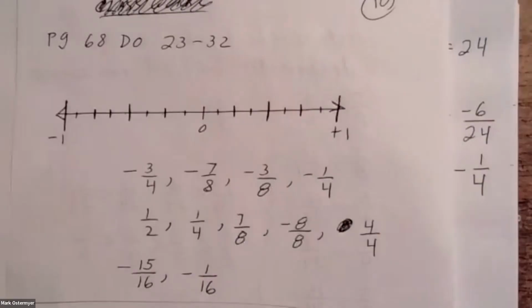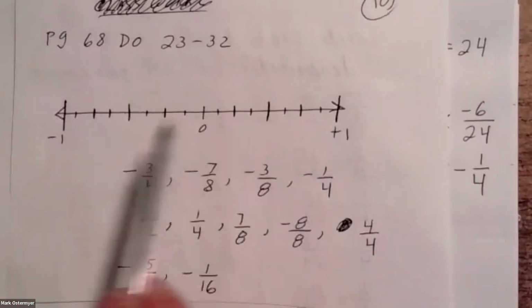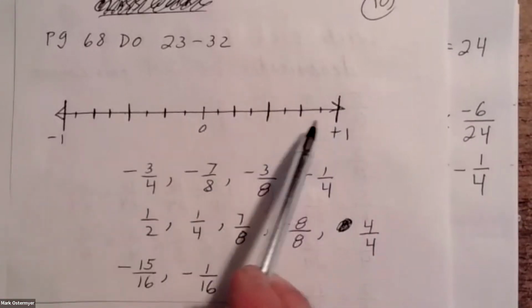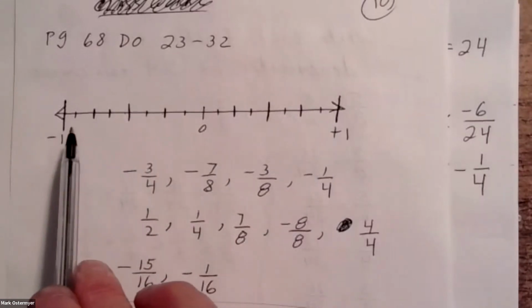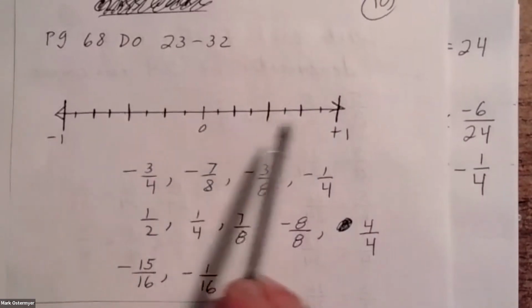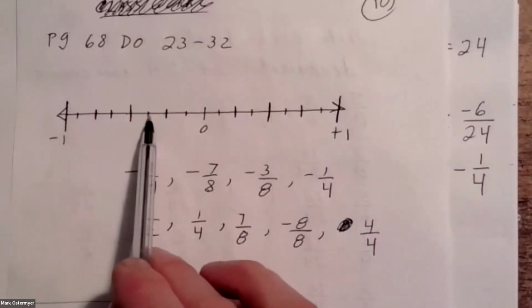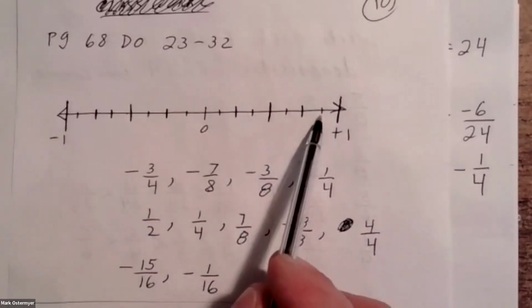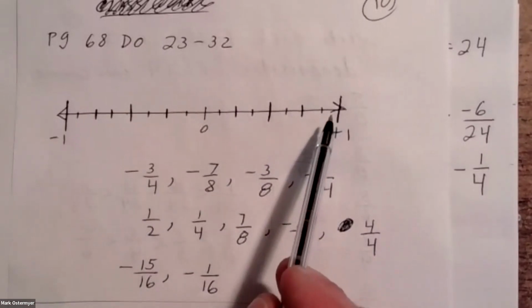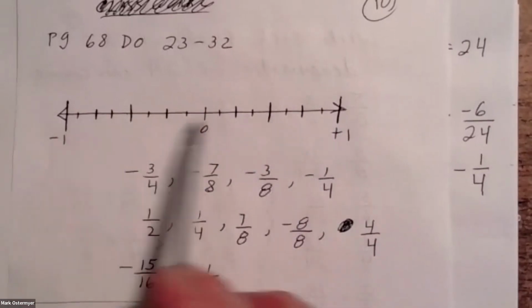All right, suppose I give ourselves a number line to play around with here, and notice my number line goes from -1 up to +1. That's the interval that I'm interested in, -1 to 1. How many tick marks do you count between -1 up to 1? Let's count them here: 1, 2, 3, up to 16.